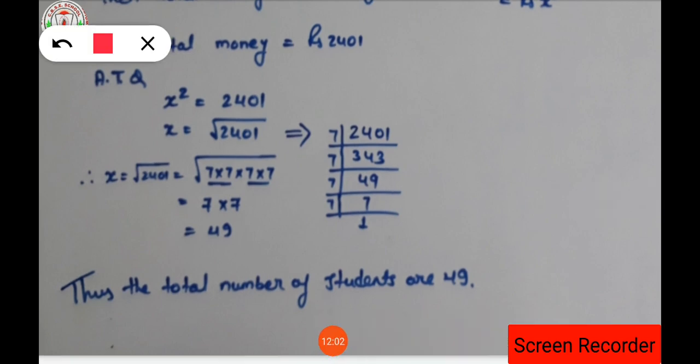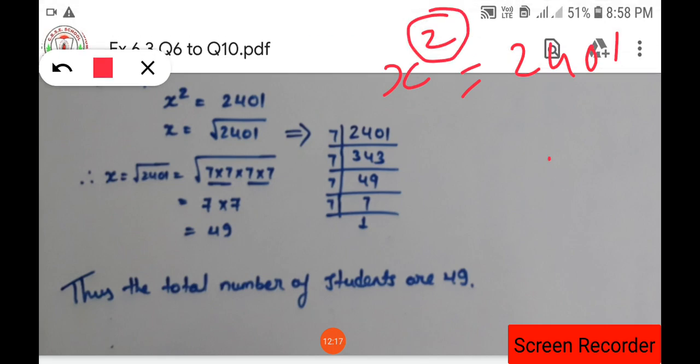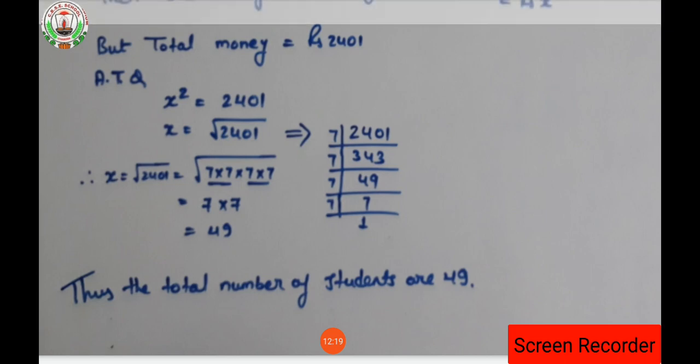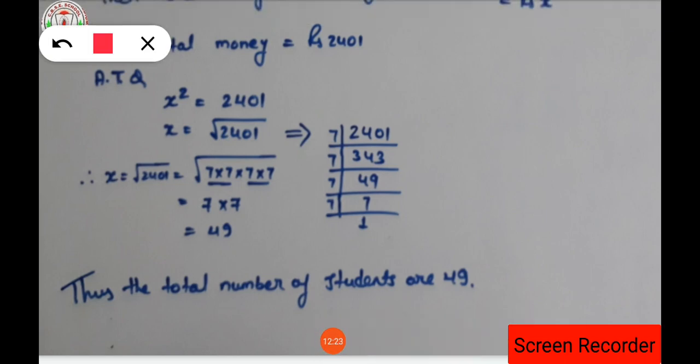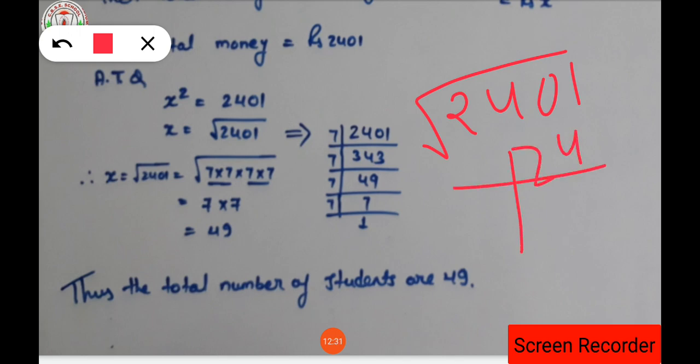Now what are we going to do? x square is equal to 2401. As I told you in the definition, the square root is the inverse of the square. So this square will be transferred in the form of a square root. So it will be the square root of 2401. Now for 2401, you have to find its factors.